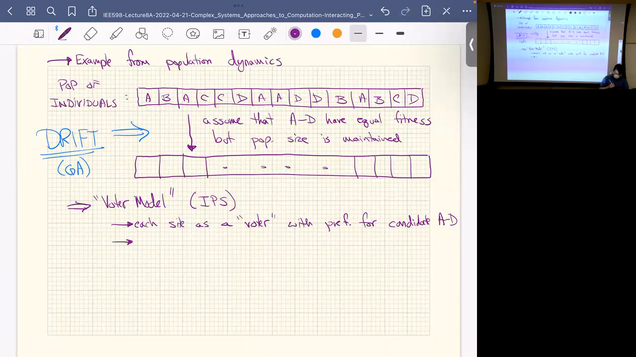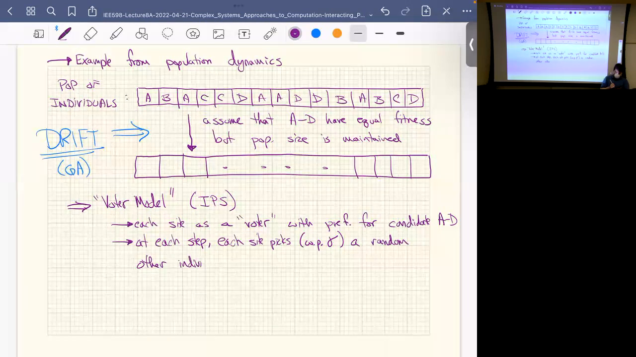So at each step, each site picks with probability gamma a random other individual to copy or imitate from a neighborhood.